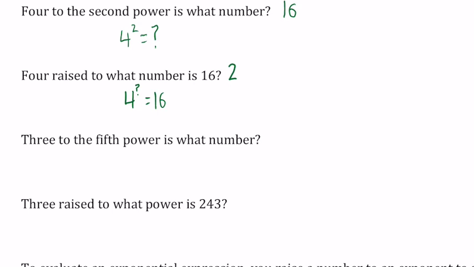Our next question says 3 raised to the fifth power is what number? Well, if we multiply 3 times 3 times 3 times 3 times 3, the result would be 243. So thinking of that, if we look at our next question, 3 raised to what power is 243, we know from the previous problem that the answer would be 5.